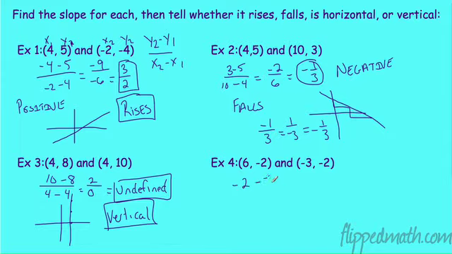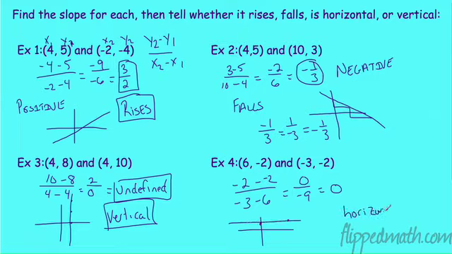-2 minus -2 over -3 minus 6. -2 minus negative, that's 0 over -9, which is 0. So let's take a look at our graph. Say I start here. If I go up and down 0, but over 9, that's a horizontal line. So anytime you have a slope of 0, it's going to be horizontal. All right? Good.